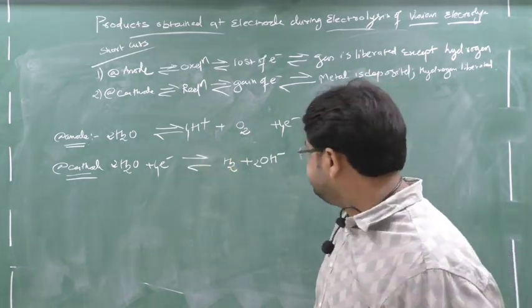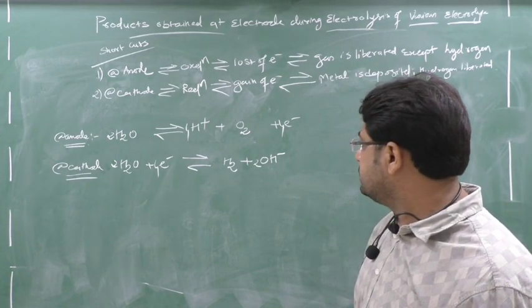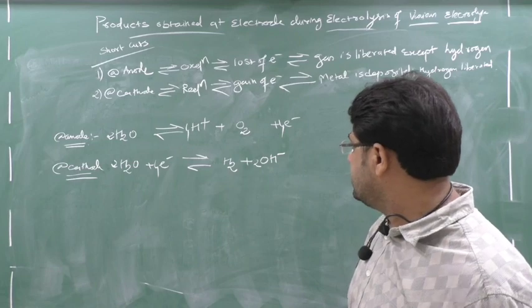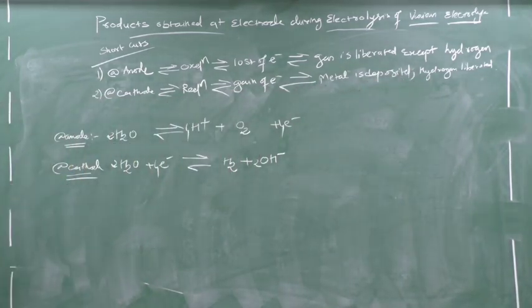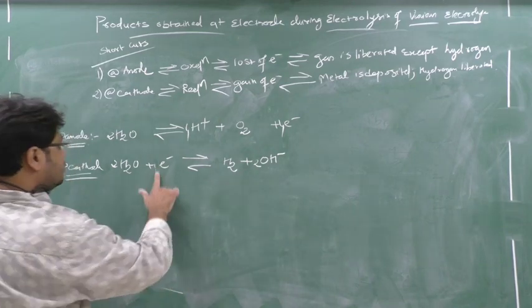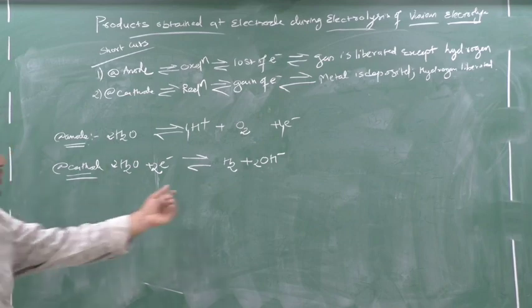During the cathode, 2 to 4. Sorry. 1 minute, I will write down. 4 H plus, 4 electron, 2 H2O. Sorry, here 2 electrons. Sorry, 2 electrons. Okay, so 2 2s are 4, so you have 4 and 2.